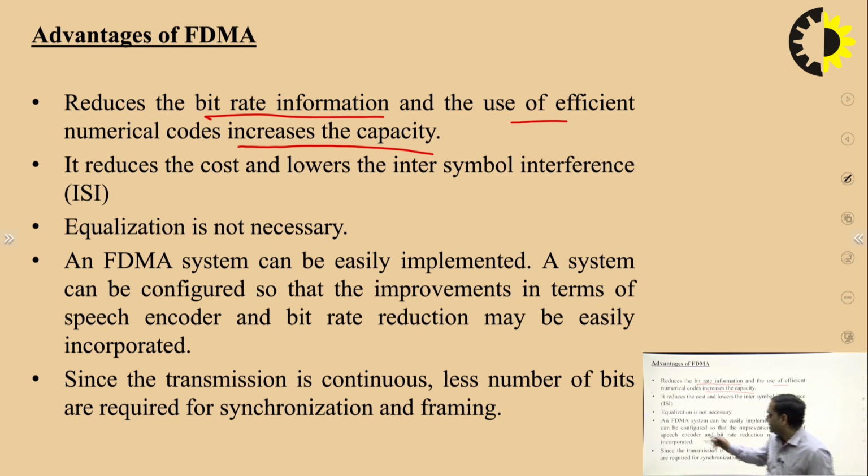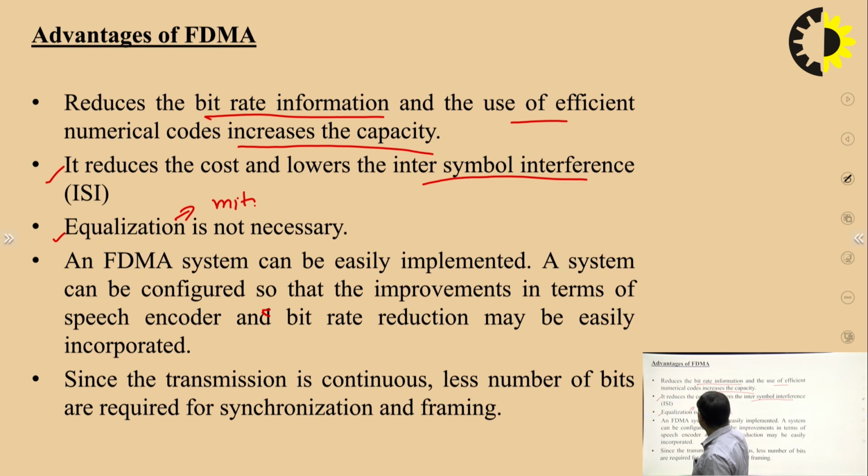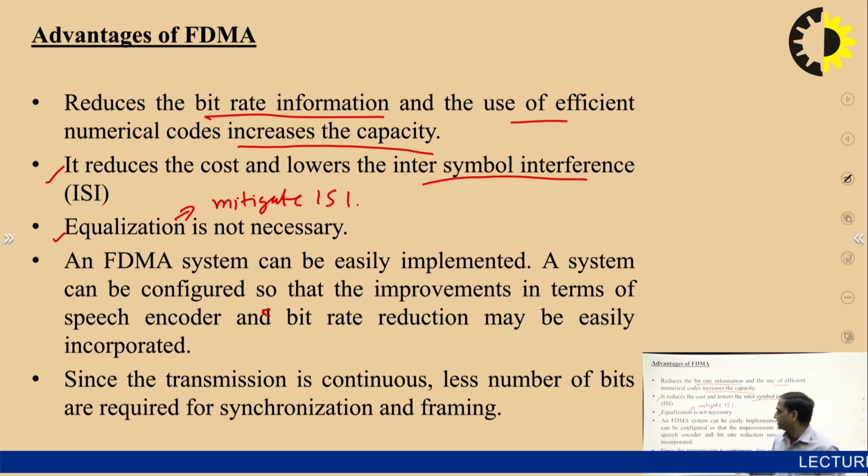multiplexing technique. Second, it reduces the cost and lowers the ISI, that is inter-symbol interference. In this case equalization is not necessarily required, as we are aware that equalization is used to mitigate the ISI, right? But no extra circuitry is required in the case of FDMA to mitigate the ISI. When we convert the wideband to the narrowband system, the ISI can be removed, mitigated or reduced.